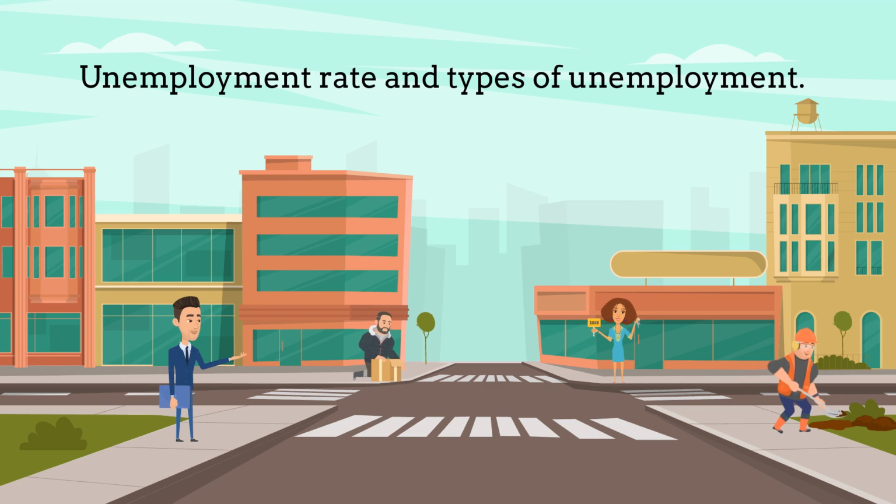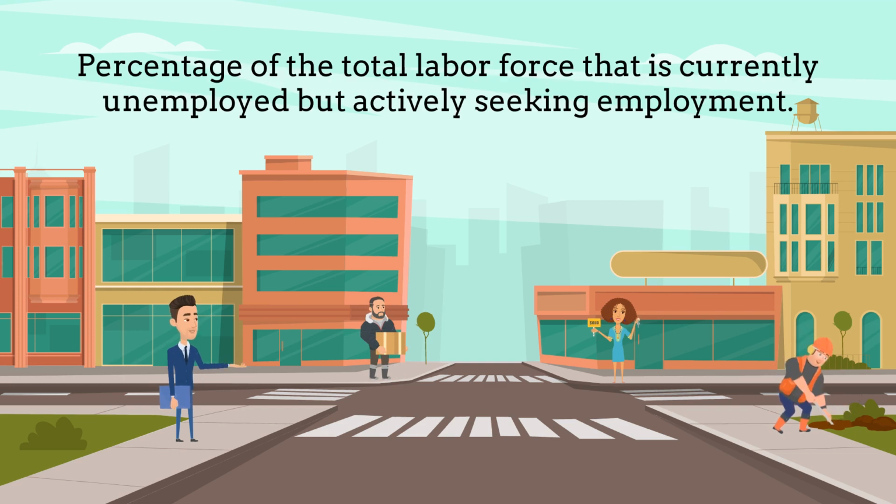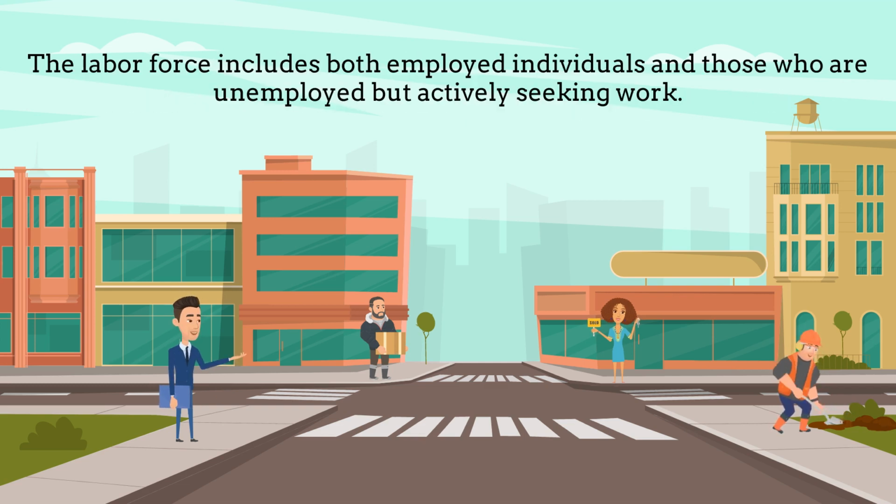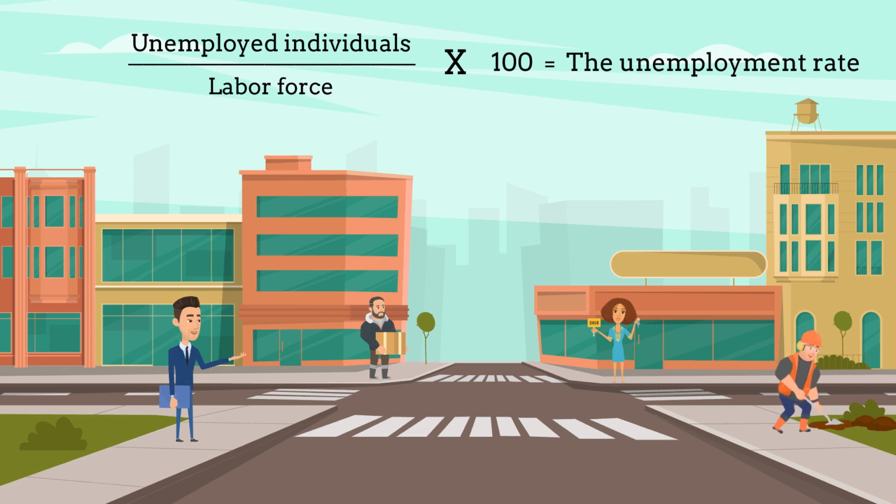Next we have the unemployment rate and types of unemployment. In macroeconomics, the unemployment rate is calculated as the percentage of the total labor force that is currently unemployed but actively seeking employment. The labor force includes both employed individuals and those who are unemployed but actively seeking work. To calculate the unemployment rate, the number of unemployed individuals is divided by the total number of individuals in the labor force, and the result is multiplied by 100 to get the percentage.